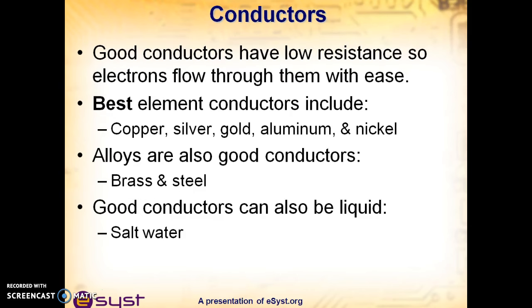Coming to the first category, conductors. Good conductors have low resistance, so electrons flow through them with ease. Examples of best conductors in the element form are copper, silver, gold, aluminum, and nickel. Alloys are also good conductors like brass and steel. Good conductors can also be liquid like salt water.